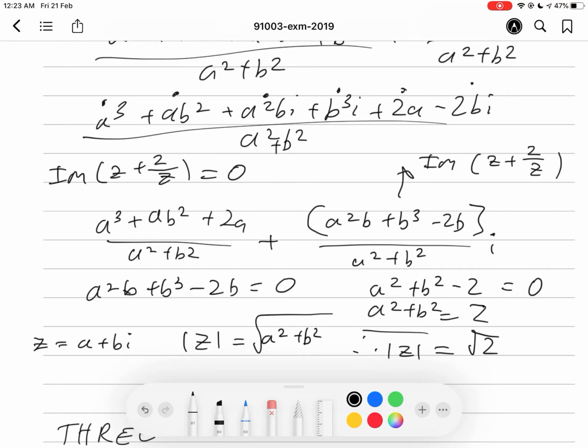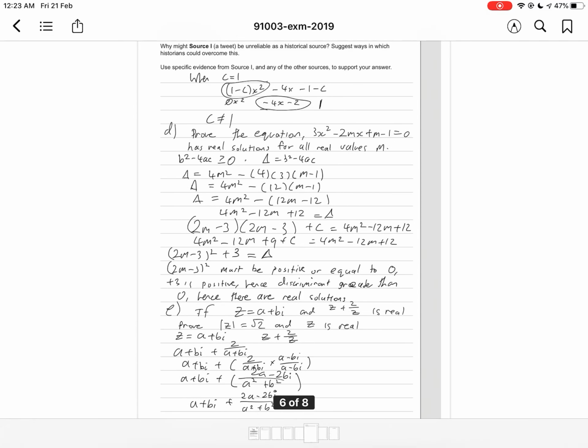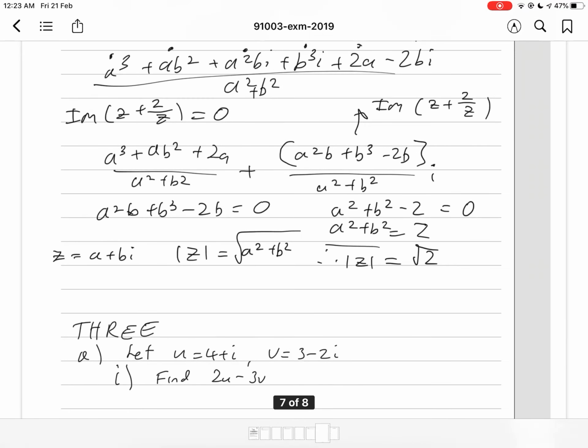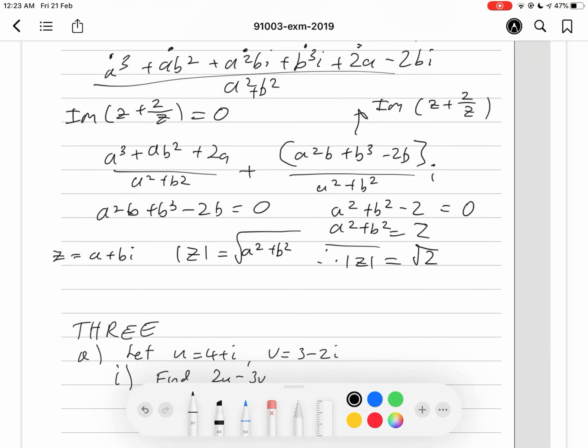That is already proved. The second part of the question asks you to prove that z is real. In order to prove that z is real, we can look back at this equation here: a squared b plus b cubed minus 2b equals 0. In order for this equation to be equal to 0, as you can see, this common term b must be equal to 0 in order for everything to cancel out to be 0. So therefore we know that b equals 0.